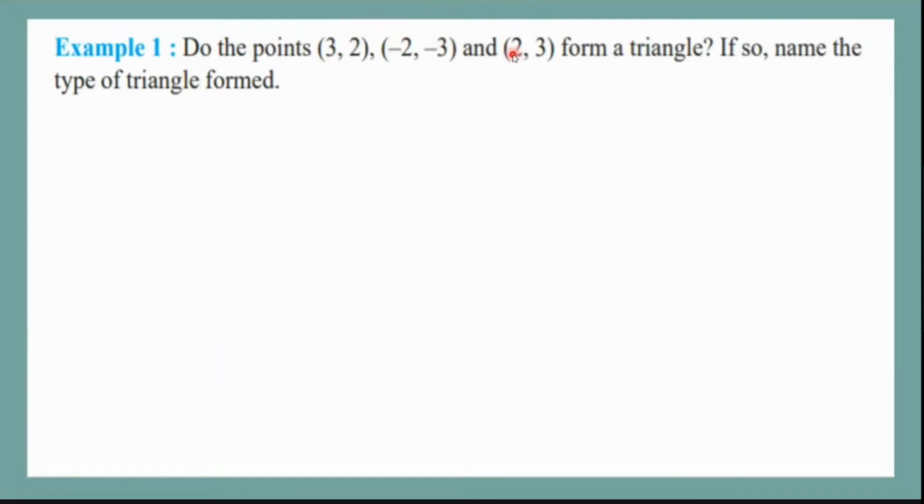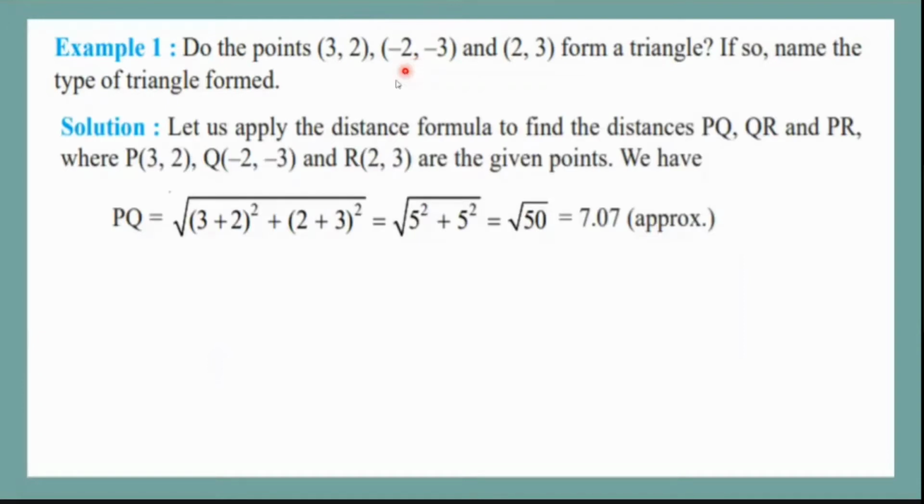If I find that the sum of any two is equal to the third one, then these 3 points are going to be collinear and hence will not form a triangle. But if the sum of the two smaller ones is not equal to the larger one, then it will form a triangle. And seeing the lengths, I will decide what kind of triangle it is. So I apply the distance formula and find the value of PQ. It comes out to be root 50.